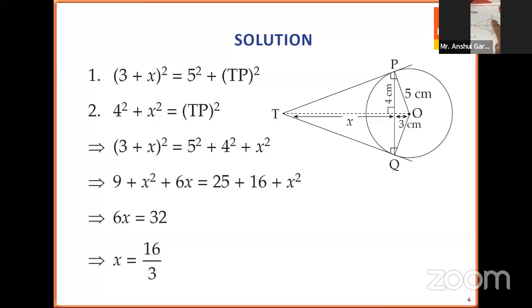So we have two right angle triangles. In both the right angle triangles we will apply the Pythagoras theorem.